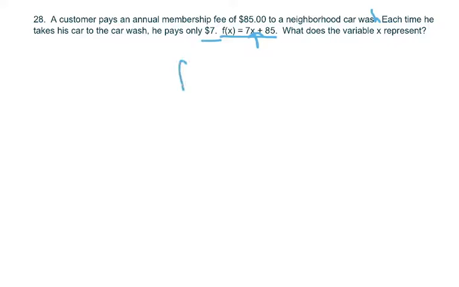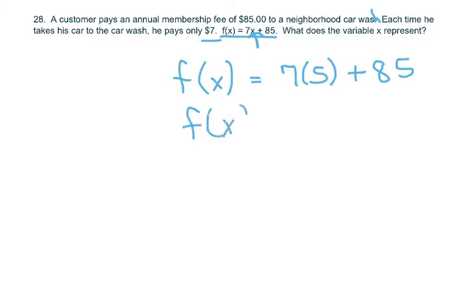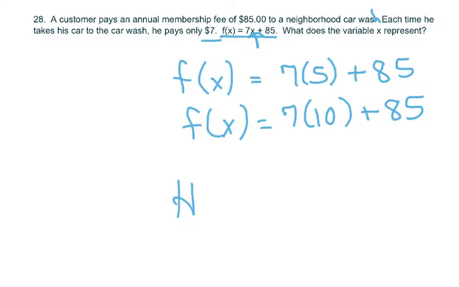So, for example, if he takes it to the car wash 5 times, that would be 7 times 5 plus 85. If he takes it during the year 10 times, that would be 7 times 10 plus 85. So that's just the number of times he takes it to the car wash in 1 year, which is the answer H.